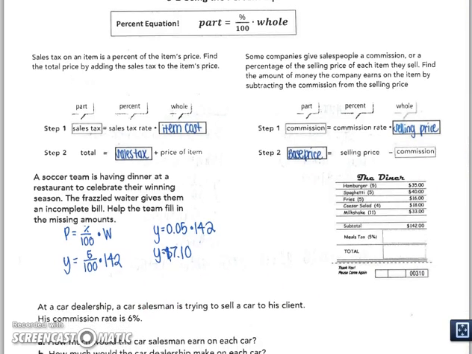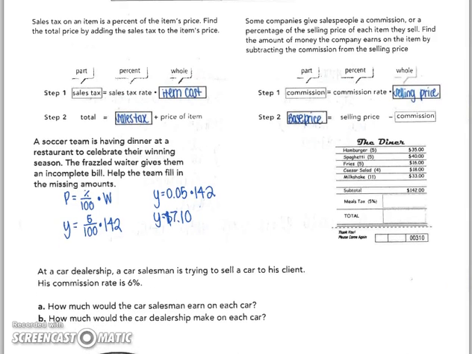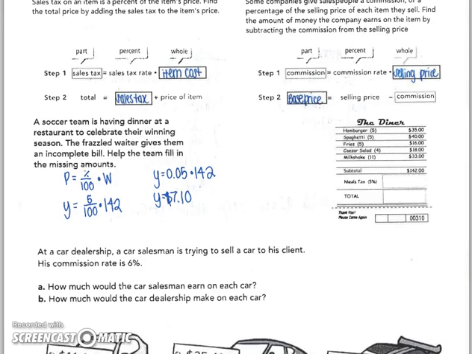So next we're going to look at an example of finding commission. This example at the very bottom says that a car dealership, a car salesman, is trying to sell a car to his client. His commission rate is 6%. The first question they ask is how much would the car salesman earn on each car? After that, we're going to figure out how much the car dealership would make on each car. So let's start off with finding the commission, how much the car salesman is going to make.